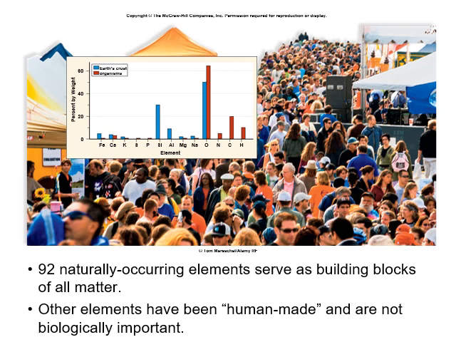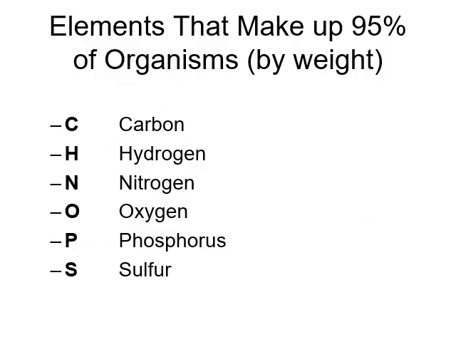And what is an element? An element is any substance that cannot be broken down into anything simpler by ordinary chemical means. So there are 92 naturally occurring elements which serve as building blocks of all living and non-living matter. So the organisms which are alive are made up of carbon, hydrogen, nitrogen, oxygen, phosphorus, and sulfur majorly. And then you have other elements like calcium, potassium, magnesium, zinc, and iron, etc. that make up the elemental makeup of a living organism.